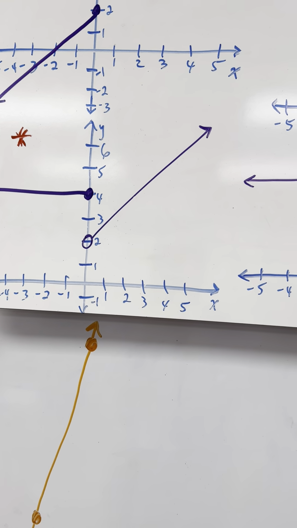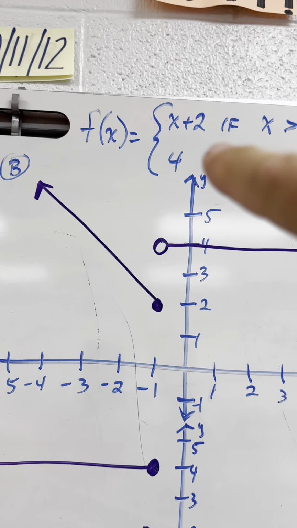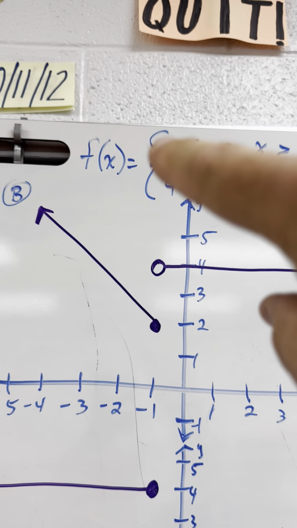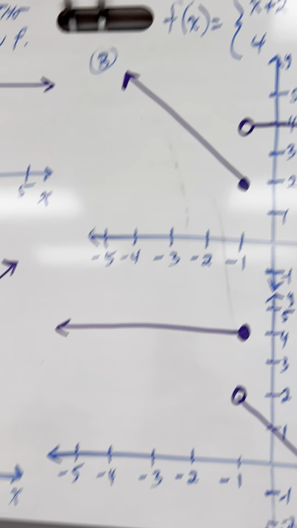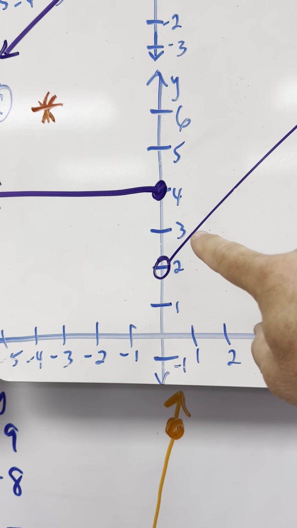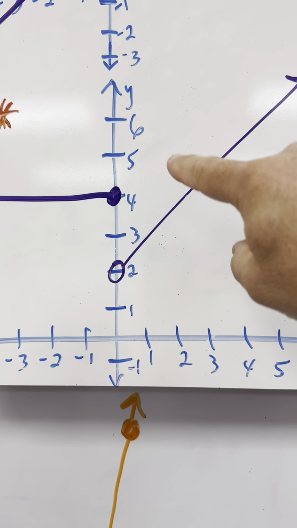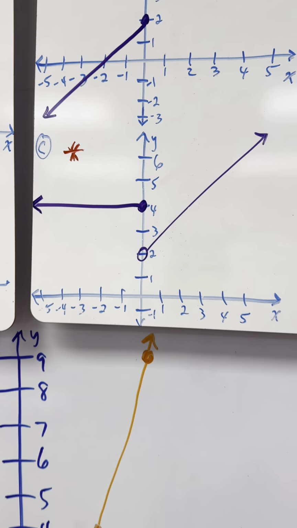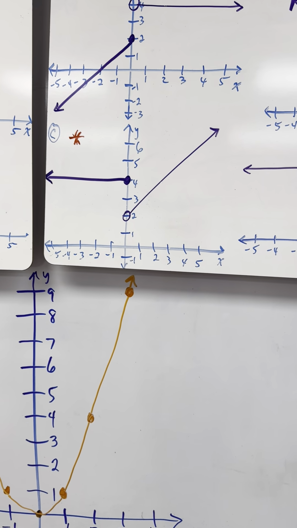Okay. The other part says x plus 2. That means 1x plus 2, right? So that means here you start at 2. You go up 1 over 1, up 1 over 1, up 1 over 1. There it is. That's your answer. Okay.